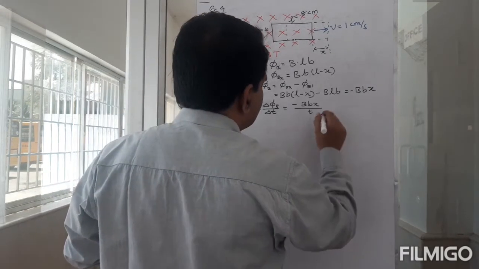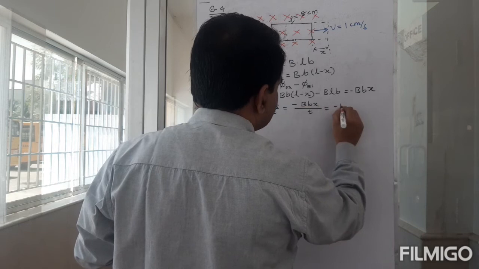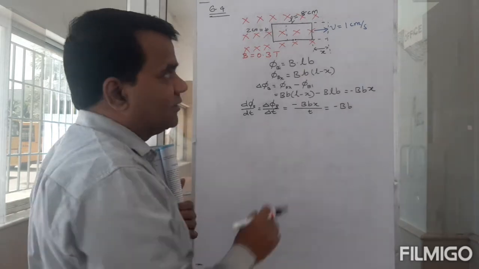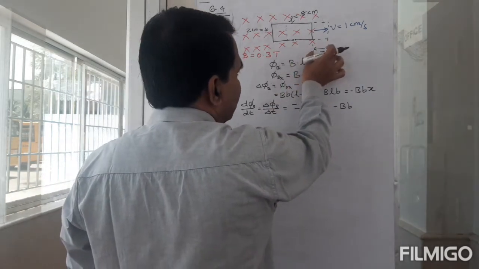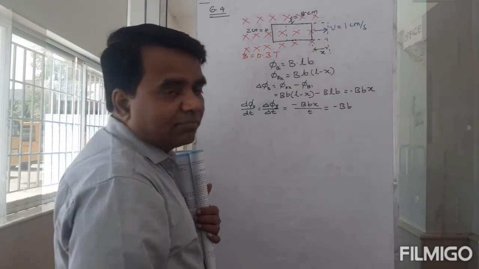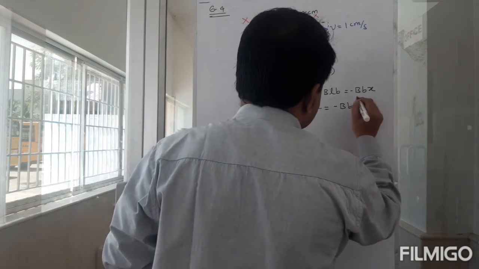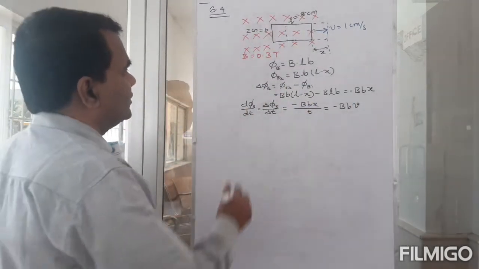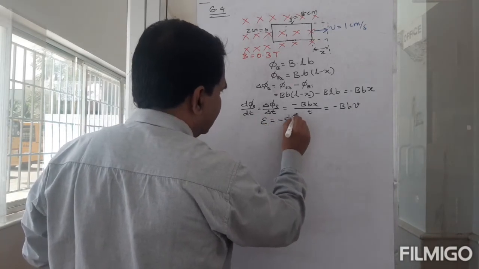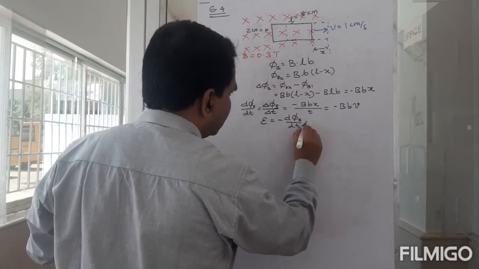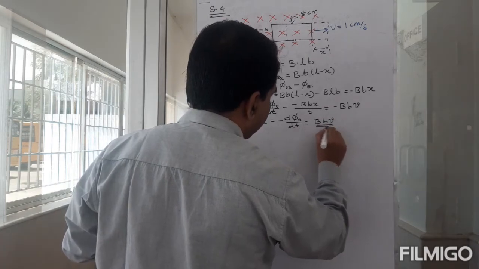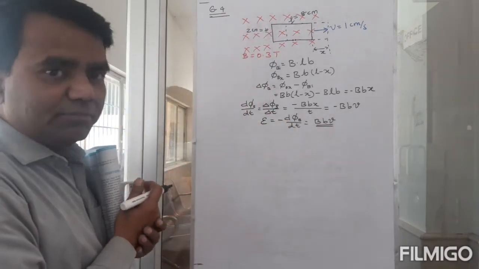Okay. So what I'm going to get now? This is going to be minus B b and then x by t. What is x by t? It's actually velocity. Because if you are moving, you have covered x distance in t time, then x by t must be v. So this is minus B b v. And what's the EMF induced? The EMF induced is actually minus of d phi B by dt, and that would be B b v.